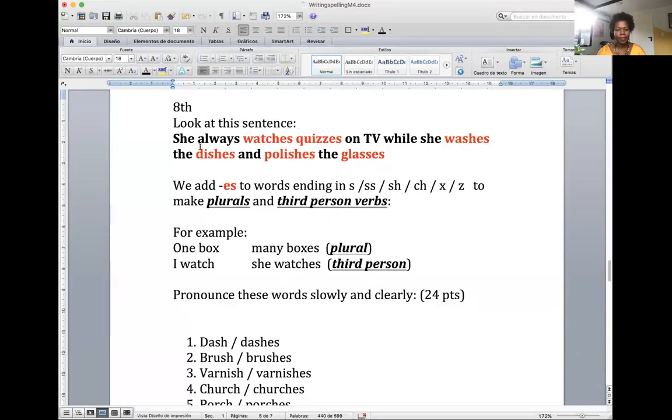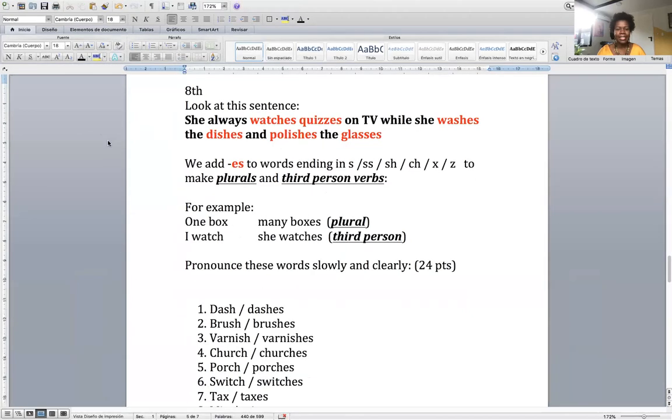So let me share my screen with you so that we can get this started. Okay, this is really fun. And if you look at your screen, there's a sentence at the top, and the sentence says, she always watches quizzes on TV while she washes the dishes and polishes the glasses. It sounds almost like a tongue twister.